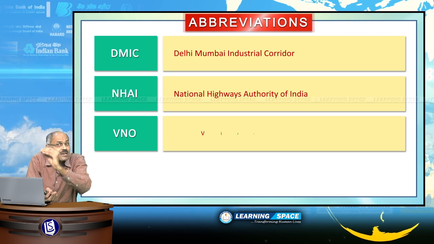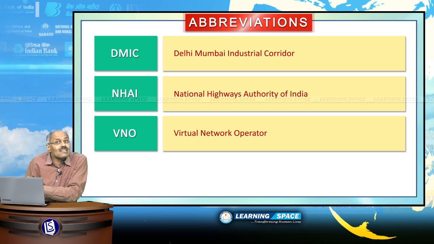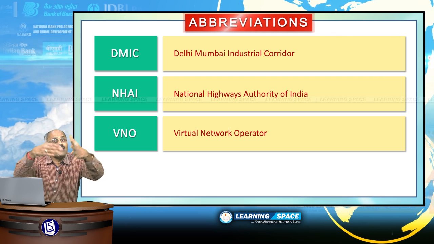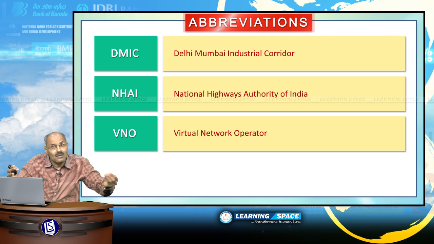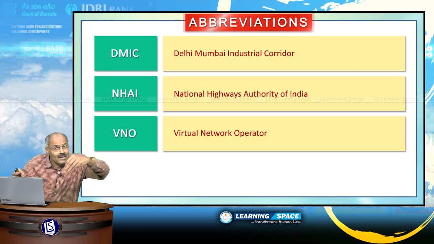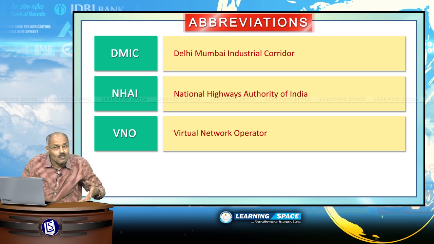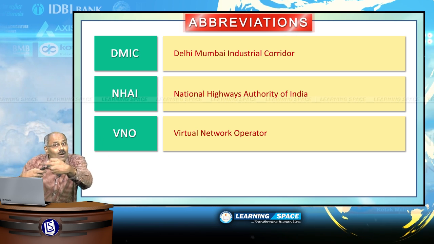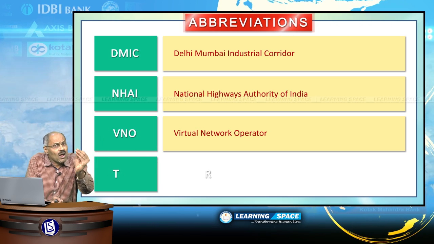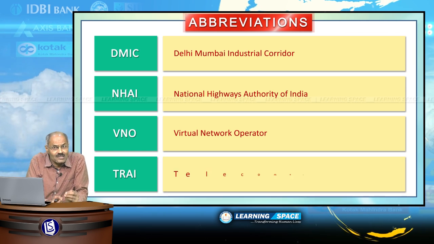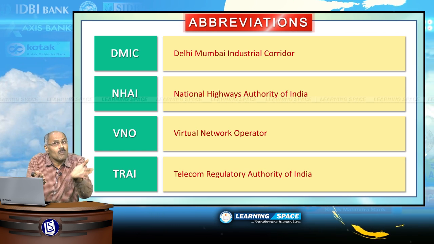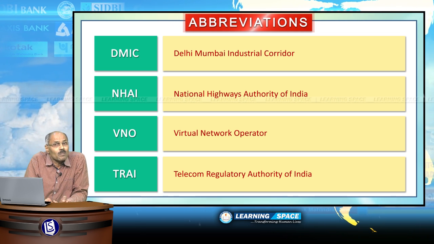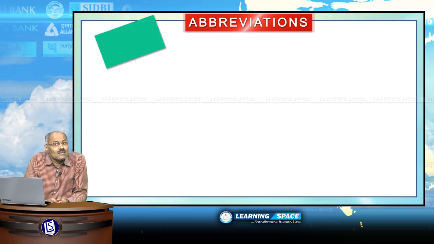VNO is Virtual Network Operator. Without owning the network, providing the services comes under Virtual Network Operator. He does not own the network, but he provides the services, that is Virtual Network Operator. Looking at TRAI, Telecom Regulatory Authority of India, this is a statutory body established in the year 1997 so as to regulate telecom operations in the country.